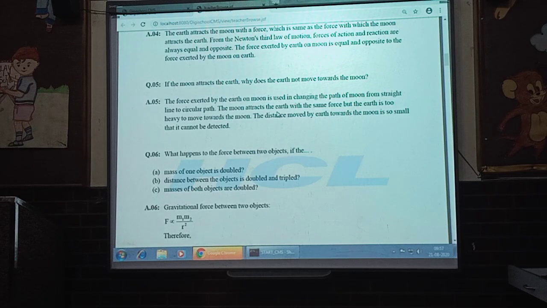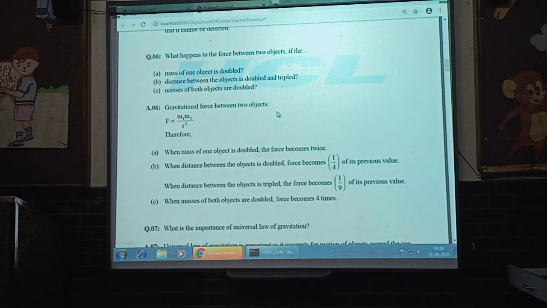Next is, if the moon attracts the earth, why does the earth not move towards the moon? Because the force exerted by earth on moon is used in changing the path of the moon from a straight line to a circular path. The moon attracts the earth with the same force, but the earth is too heavy to move towards the moon. The distance the earth moves towards the moon is so small that it cannot be detected.